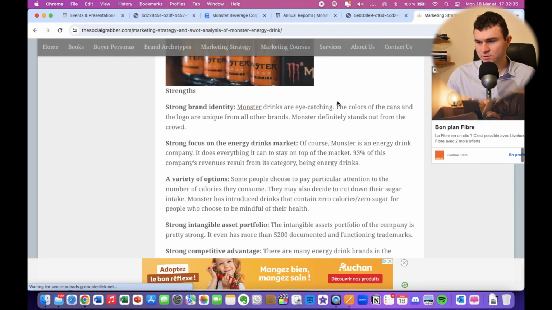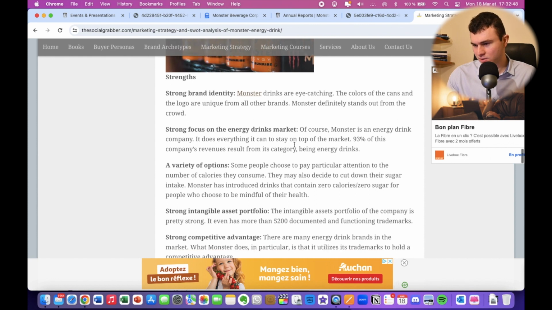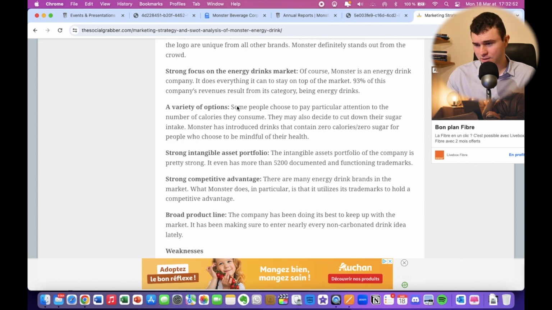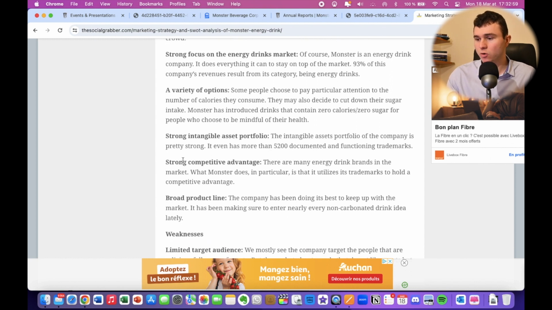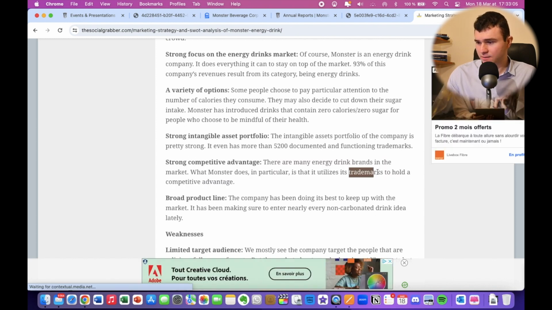Limited target audience. I want to see the trend. Strong brand, okay? Strong focus on the market. Yeah, they don't diversify into making bikes or I don't know. No, they just focus on energy drinks. Okay, variety of options. Yes, many kinds of drinks. Strong intangible asset portfolio. It's also some brands. Strong competitive advantage. Okay, thanks to trademarks, the brand.